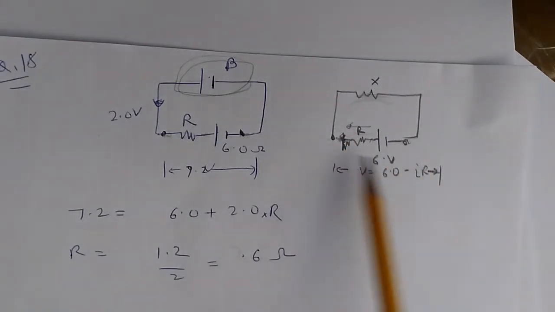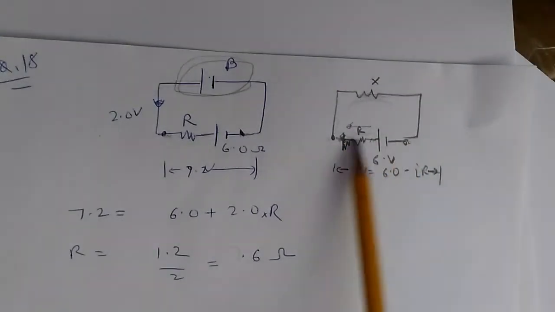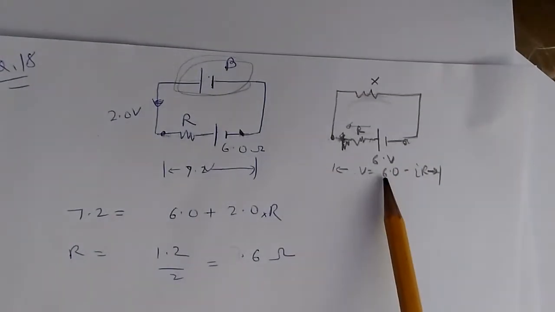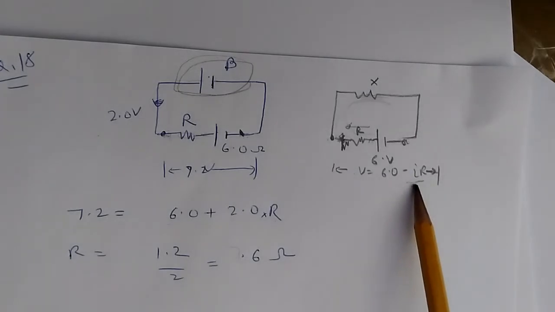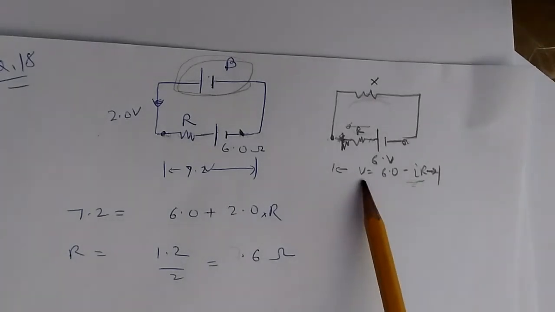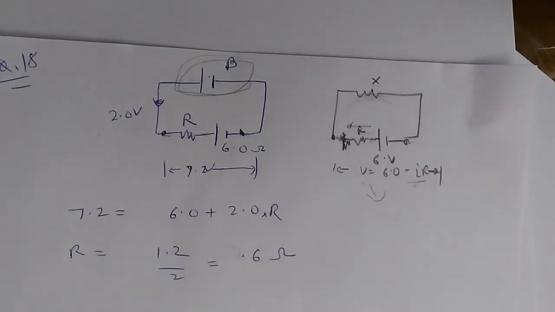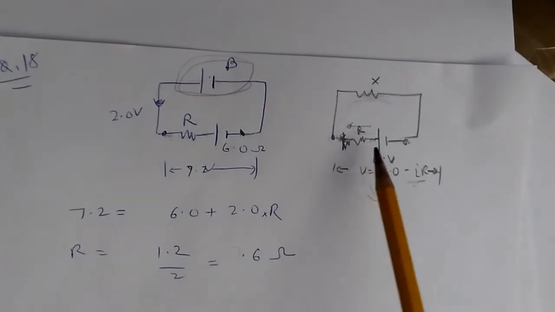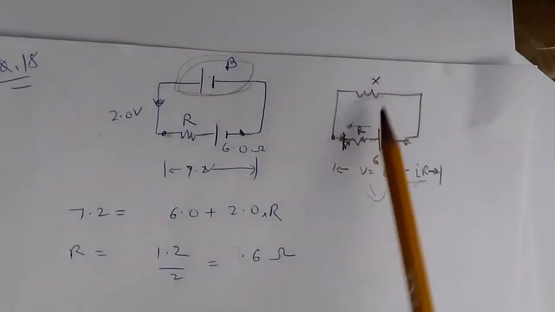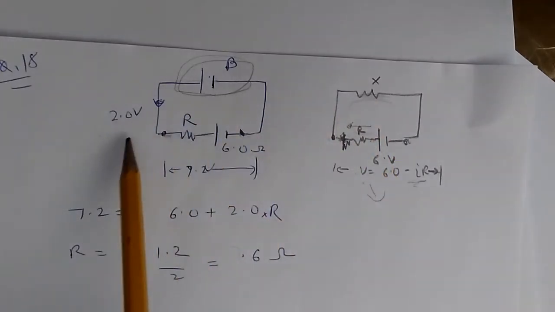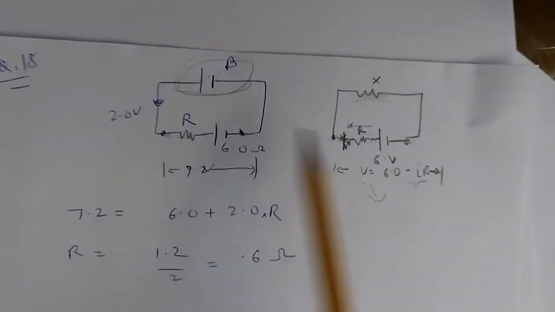So if we apply Kirchhoff's law in that case to find the voltage across the terminal of the battery, V will be 6.0 minus IR. So this voltage would actually be less than 6 volt if we measured it. So depending upon whether you are charging the battery or using the battery to make a current flow in an external resistor, the voltage across the terminal will be higher or lower.